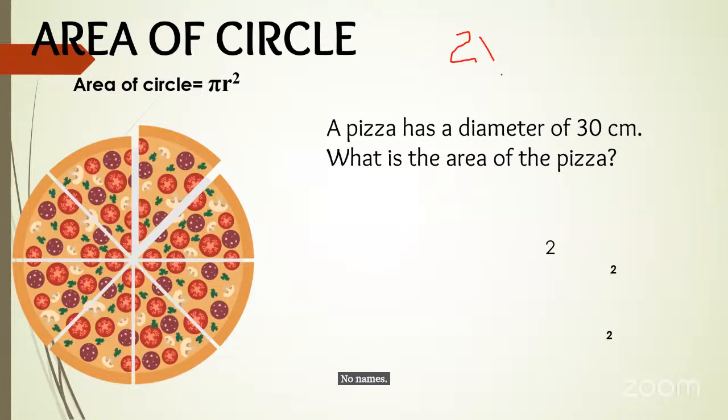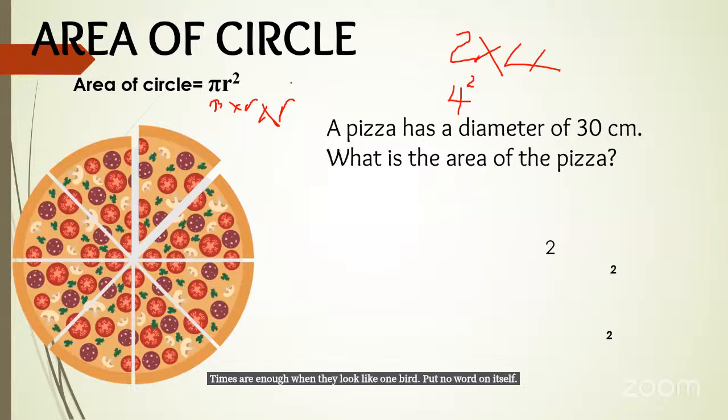So I can say pi times r times r. So pi times r times r, because r square means what? What does the little 2 at the top tell us? Miss, it's multiplying the number by itself. So the power tells us how many times we're multiplying the base.